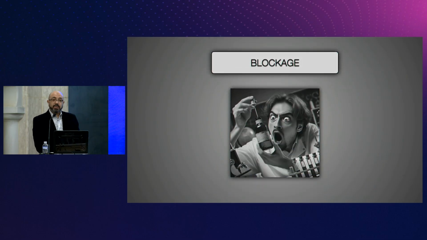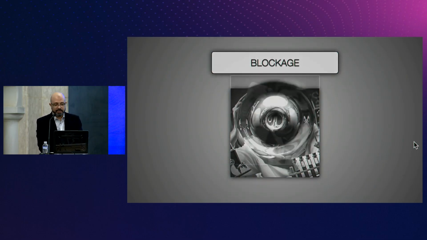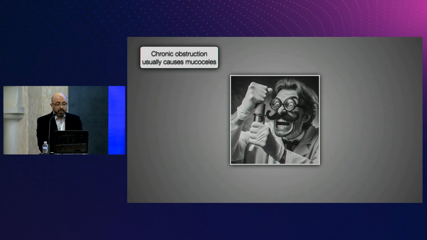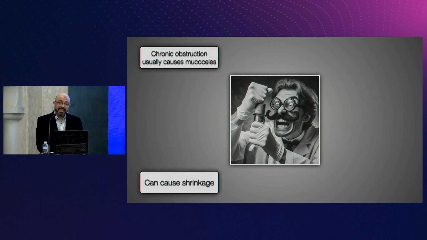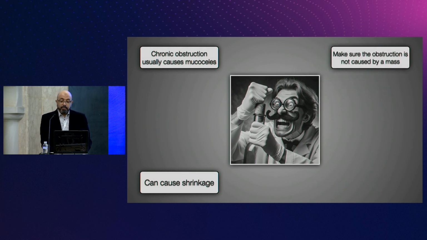Now let's discuss patients with blocked sinuses. Chronic obstruction usually causes mucoceles, but also sometimes for unknown reasons, this can cause shrinkage, especially in the maxillary sinus, and this is what we call silent sinus syndrome. Make sure that there is no mass causing the mucocele. If the maxillary ostium or the frontal recess is blocked, this can cause a mucocele, but you need to be 100% sure that there's no mass there blocking the sinus.